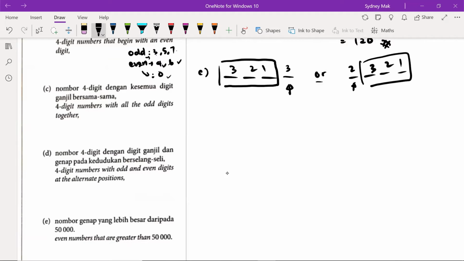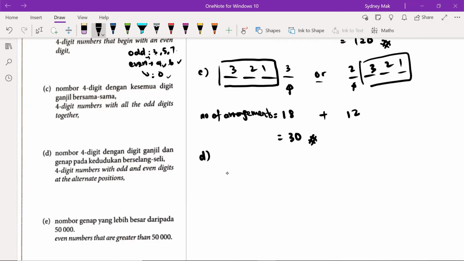So for the OR, we add. So 3, 2, 1 times 3, that is 6 times 3, 18. And then 3, 2, 1, that is 6 times 2, 12. Therefore, the number of arrangements will be 18 plus 12, that is 30. There are 30 ways to arrange the numbers in such a condition.